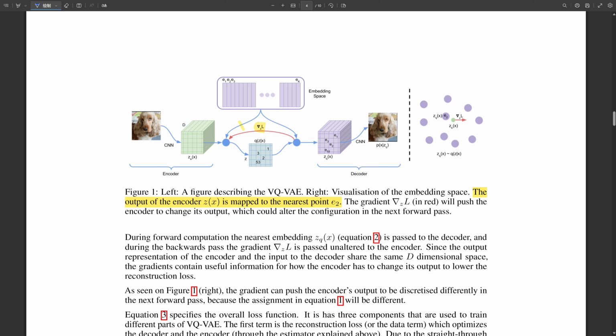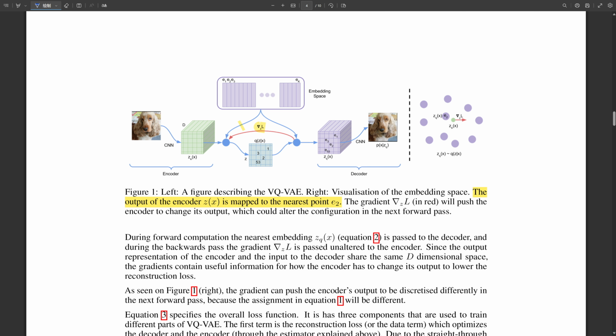Right, because you need those gradients to tell the model how to adjust its weights. Exactly. So the VQ-VAE uses a very clever trick. It employs a special loss function with three parts, and one of those parts is designed specifically to address this differentiability issue. Okay, so let's break down this special loss function. What are the three parts?